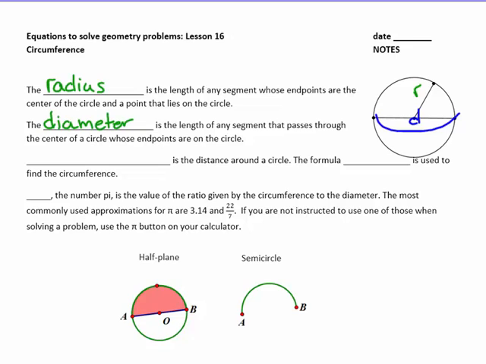What we're going to be focusing on today is the circumference, and the circumference is the distance around a circle. And the formula is C equals pi D. This is a pi symbol.